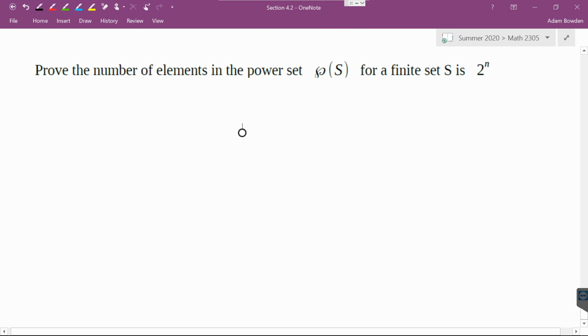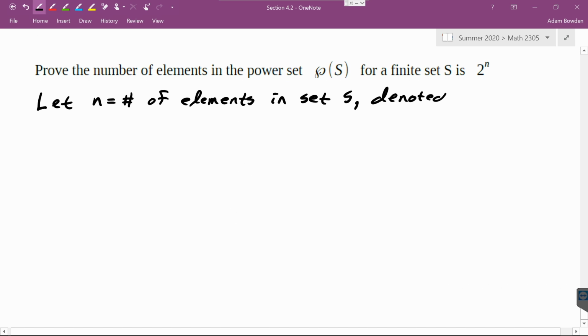Okay, now the last one in this section is going to be a little bit more abstract. We're going to prove that the number of elements in the power set of a set S, and that's a finite set, not an infinite set, is 2 to the n power. How we're going to do this, we're going to start out by saying let n equal the number of elements in set S. Sometimes this is denoted bar S is equal to n. Sometimes they put bars around it to denote the number of elements in the set. We haven't really had a use for that notation, but it sometimes shows up.